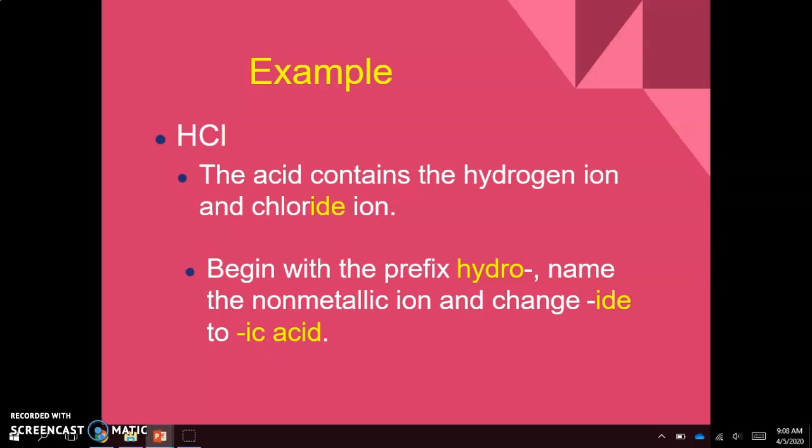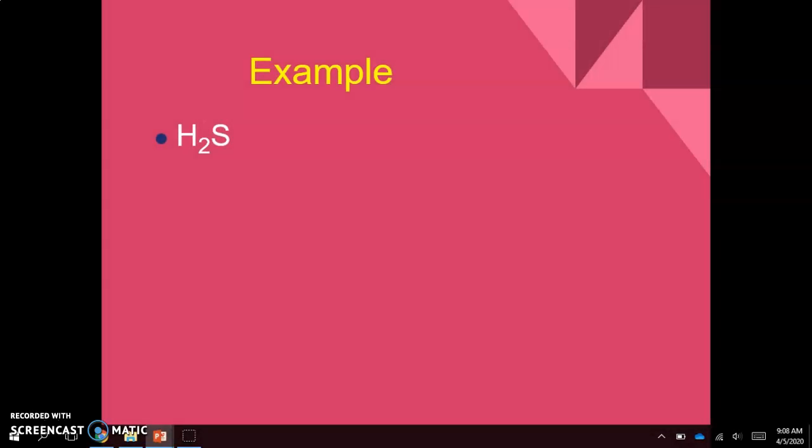So when we're done, what we have here is hydro, chloride becomes chloric, acid. The name of this acid is hydrochloric acid. Okay, let's look at another example.